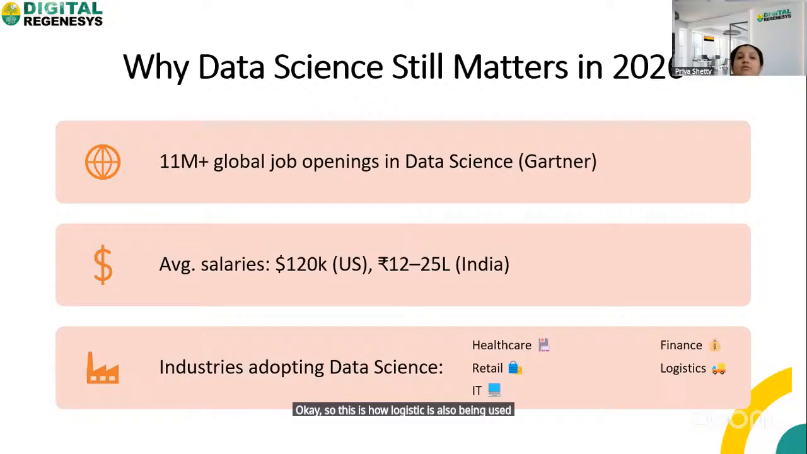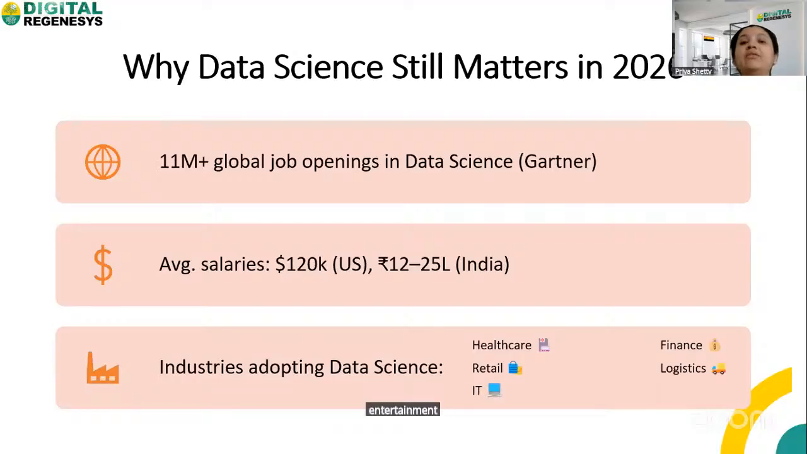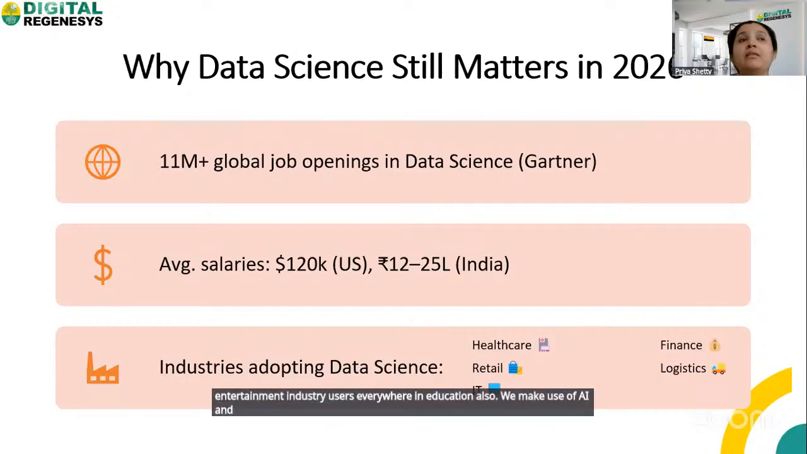So just imagine, I have highlighted some of the industries which are very popular and we all use. The entertainment industry uses it, and everywhere in education we also make use of AI and data science. There are different LMS portals available, different online portals where, understanding your requirement, the course curriculum is designed for you.